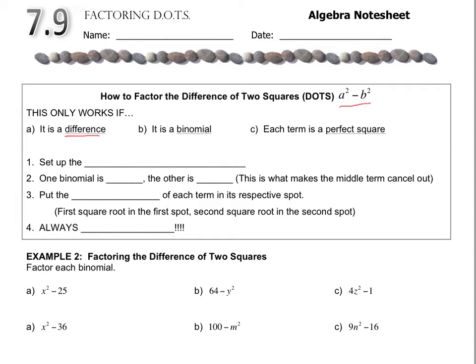It is a binomial, so it can't be the third term or a trinomial, and both terms have to be perfect squares. Okay, so here's how this works. If you see that pattern, or if you see an a squared minus b squared, you're going to set up the two binomials. And basically what that means is we're doing our double bubble. You're setting up your parentheses.